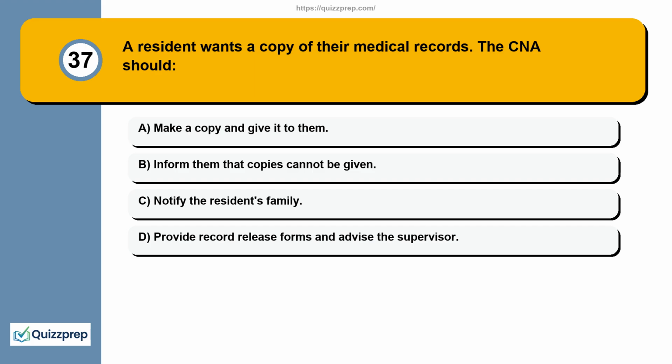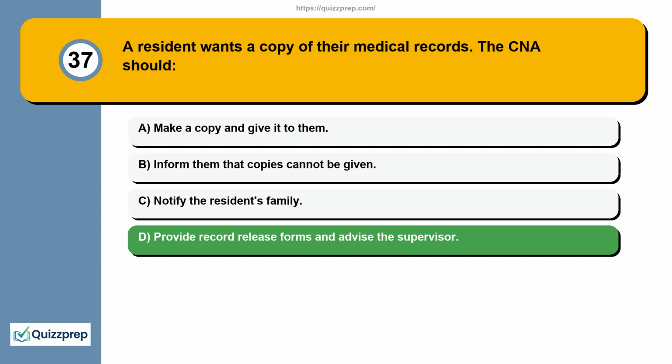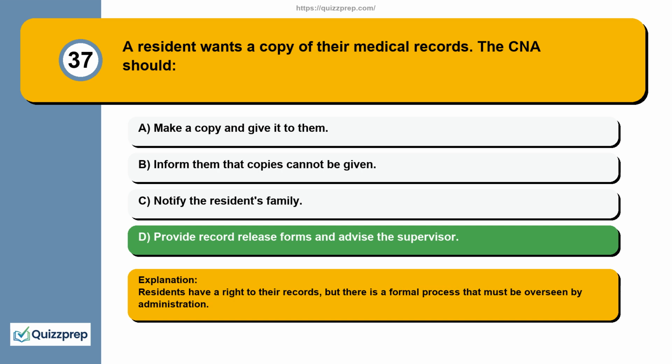Question 37. A resident wants a copy of their medical records. The CNA should make a copy and give it to them. Inform them that copies cannot be given. Notify the resident's family. Provide record release forms and advise the supervisor. Residents have a right to their records, but there is a formal process that must be overseen by administration.